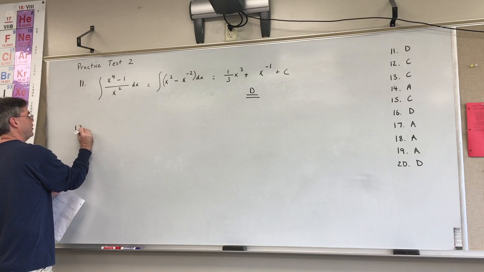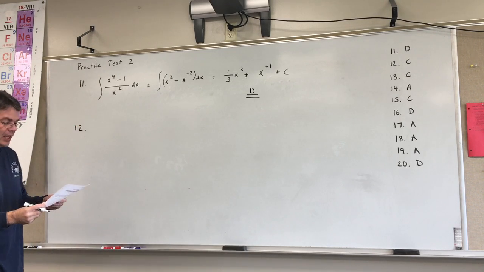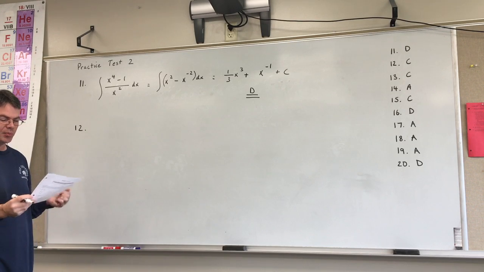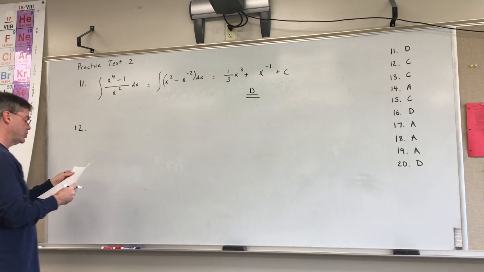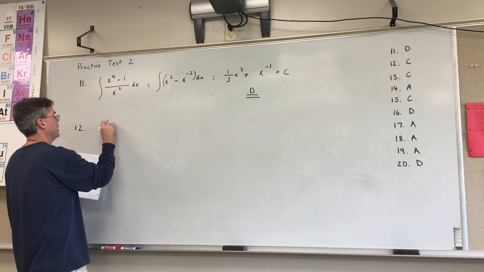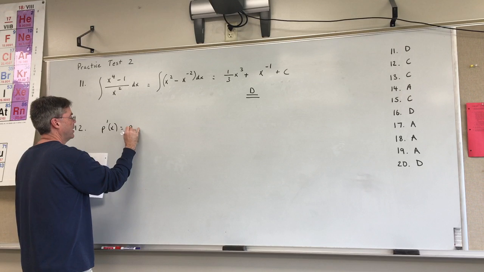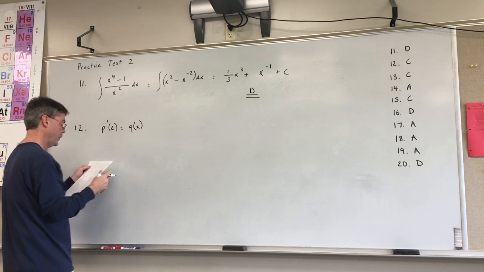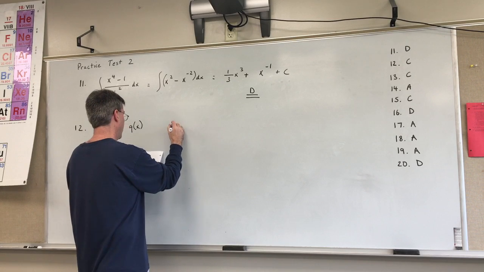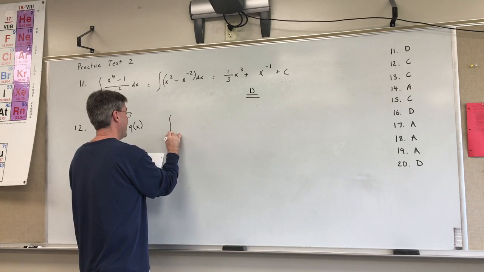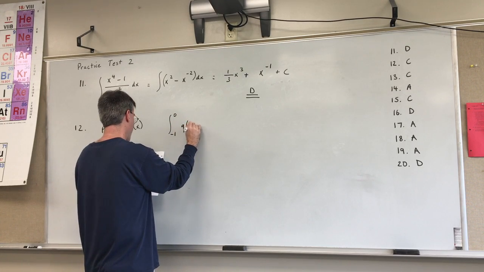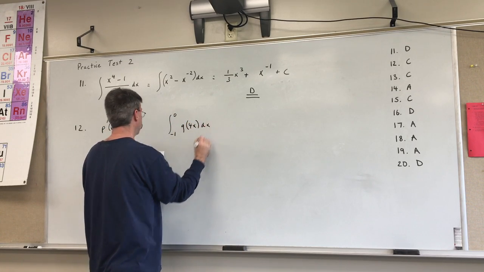Let's look at number 12. Number 12 is a little bit weird. It might be one that I might consider skipping, but in this case, I'm going to go ahead and work it. So we know that P prime of x is equal to Q of x, and we want to know what is the integral from negative 1 to 0 of Q of 4x dx.